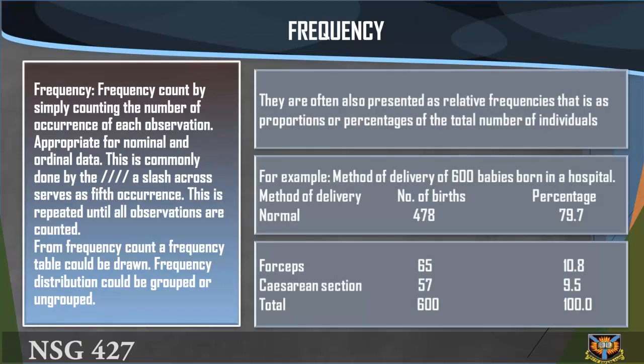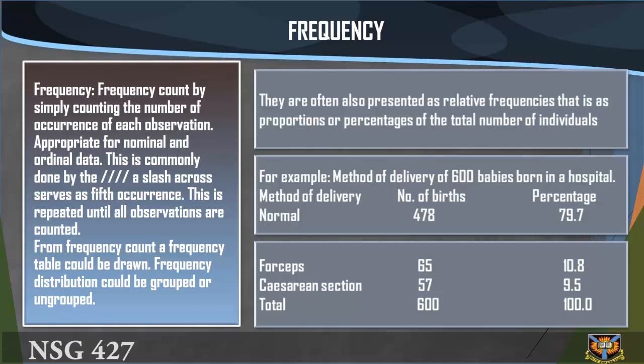Frequency count is done by simply counting the number of occurrences of each observation. It is appropriate for nominal and ordinal data. This is commonly done by a slash across four strokes serving as the fifth occurrence. This is repeated until all observations are counted. From the frequency count, a frequency table could be drawn. Frequency distribution could be grouped or ungrouped, which is an ordered display of each value in a data set together with its frequency. That is the number of times that value occurs in the data set. They are often also presented as relative frequencies, that is, as proportions or percentages of the total number of individuals.